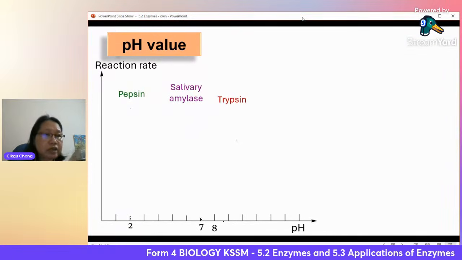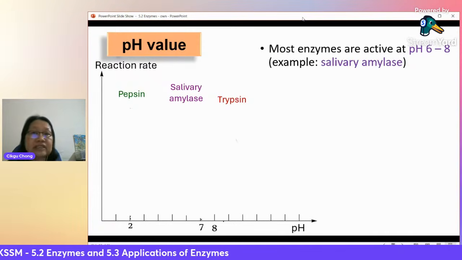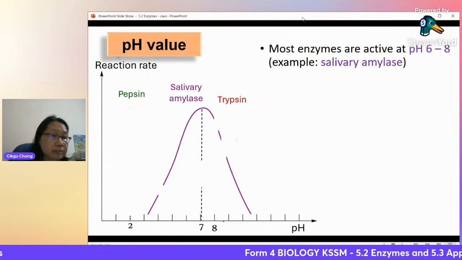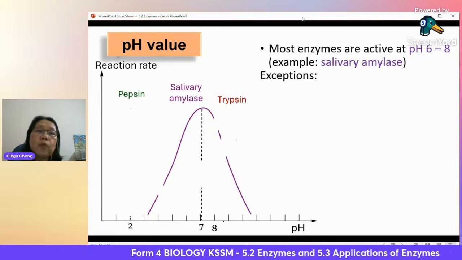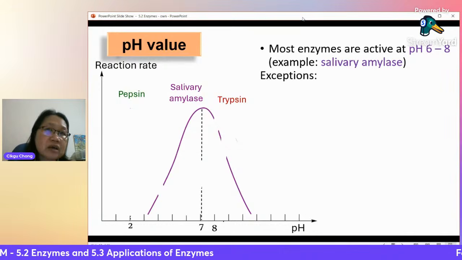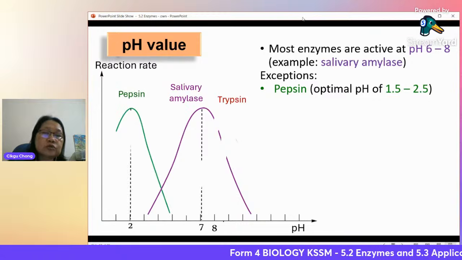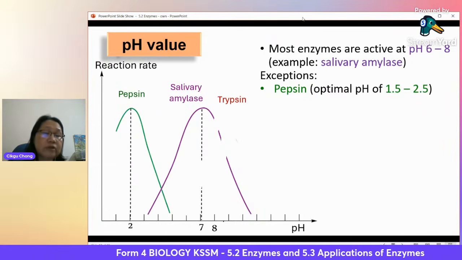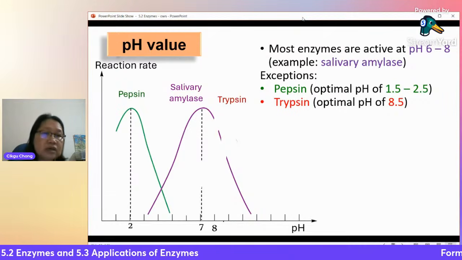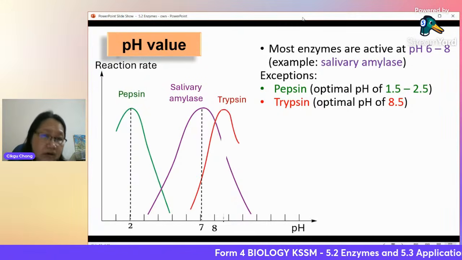Okay, pH value. Here you must remember three important enzymes with the pH value. Most enzymes are active at pH 6 to 8. That means neutral conditions. An example is salivary amylase, where the value is about 7. You look at the peak there. Exception: most are better at neutral, but some prefer a more acidic environment. For example, pepsin. Optimal pH is around 1.5 to 2.5. And trypsin, another enzyme under the category of protease, breaks down protein. It has an optimal pH of 8.5, which is slightly alkaline.